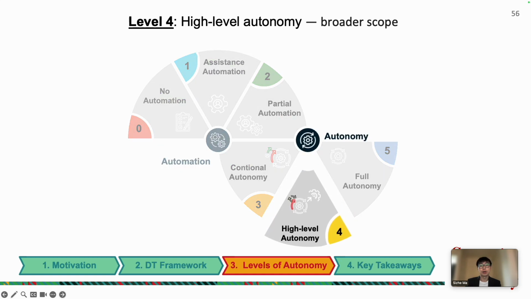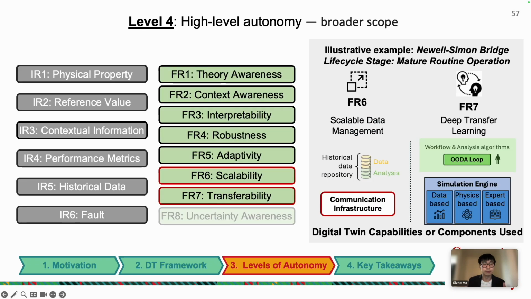And at level 4 is where our system enters the phase of high-level autonomy, where now the entire predictive maintenance workflow could be handled autonomously, with humans only intervening in very rare situations. And at this level, we further introduce two functional requirements, which are scalability, which is the ability for the system to scale up and down, and transferability, which is the ability of the system to transfer knowledge from a source to a target domain.